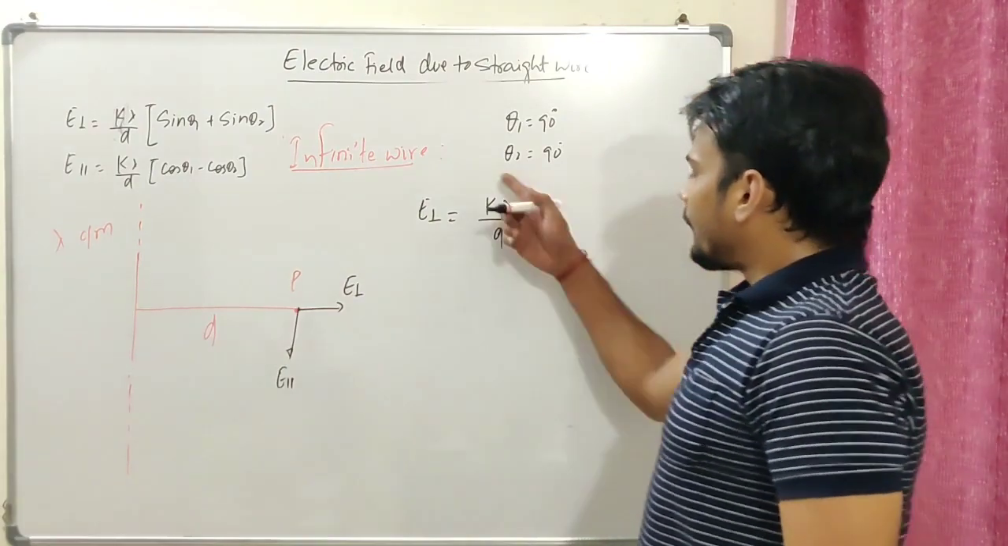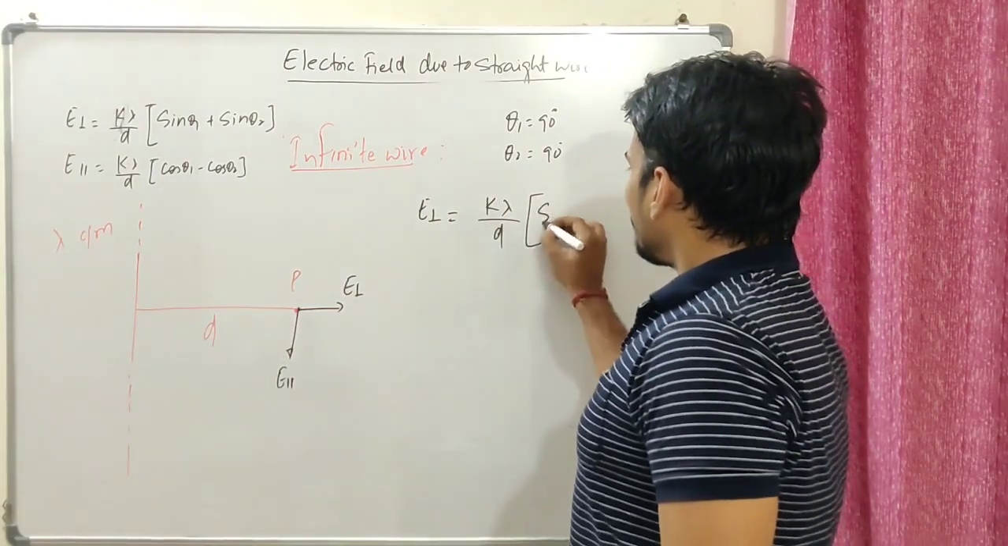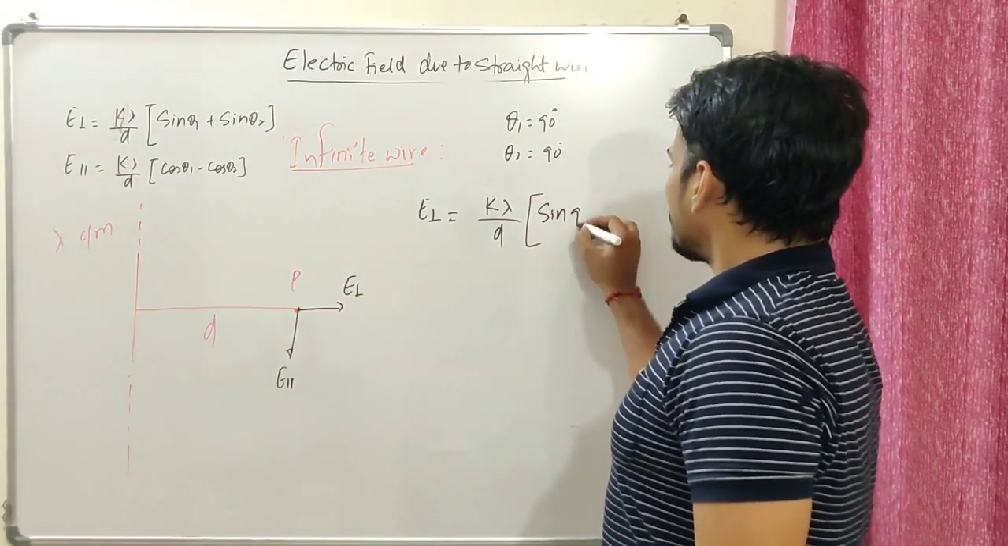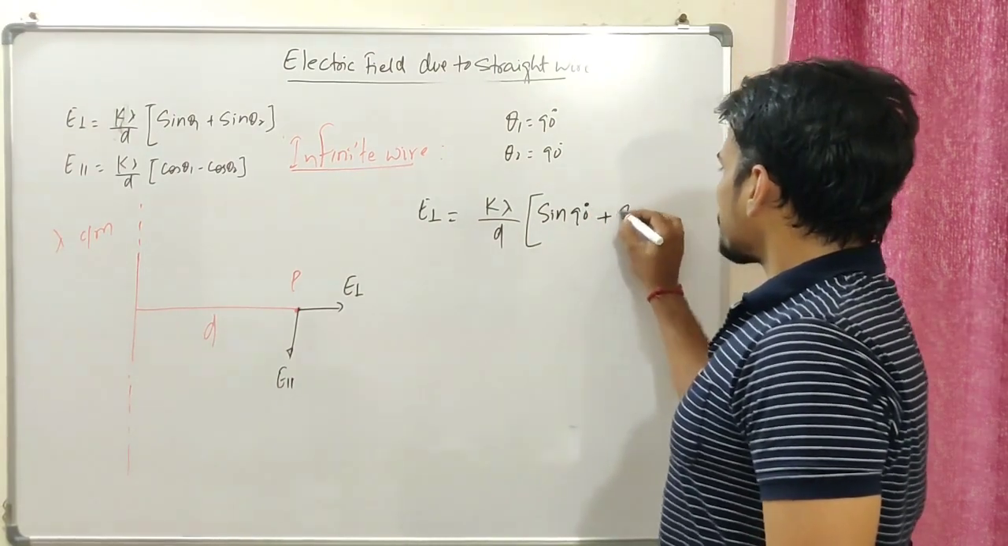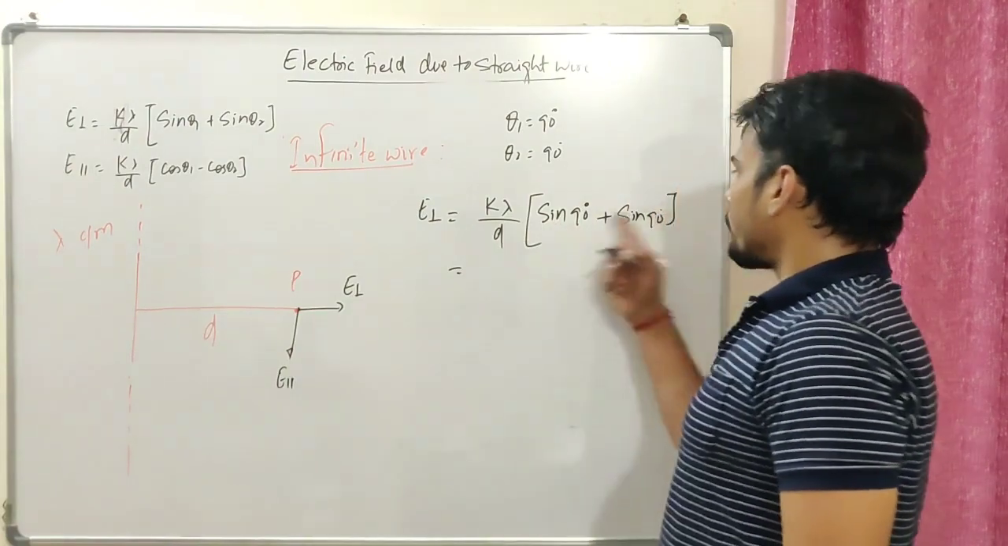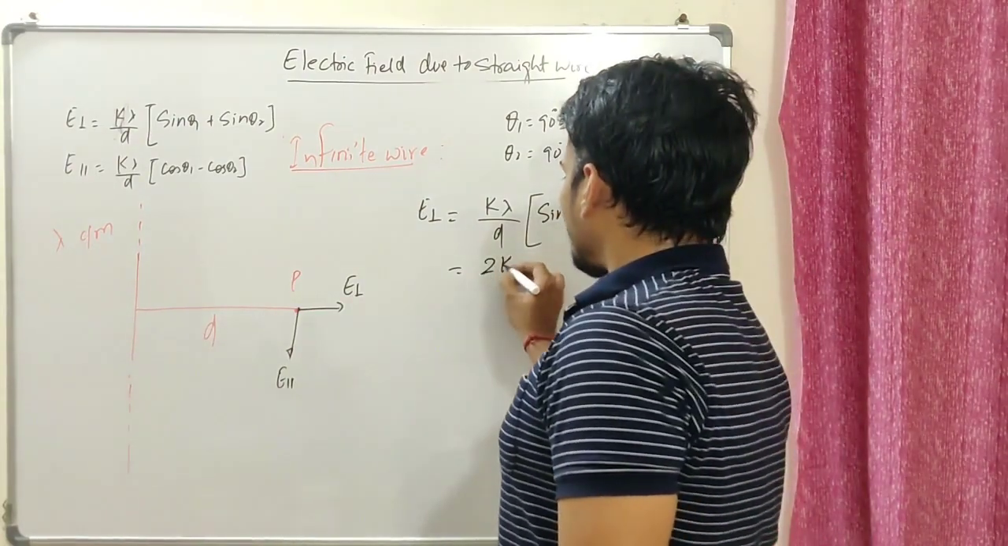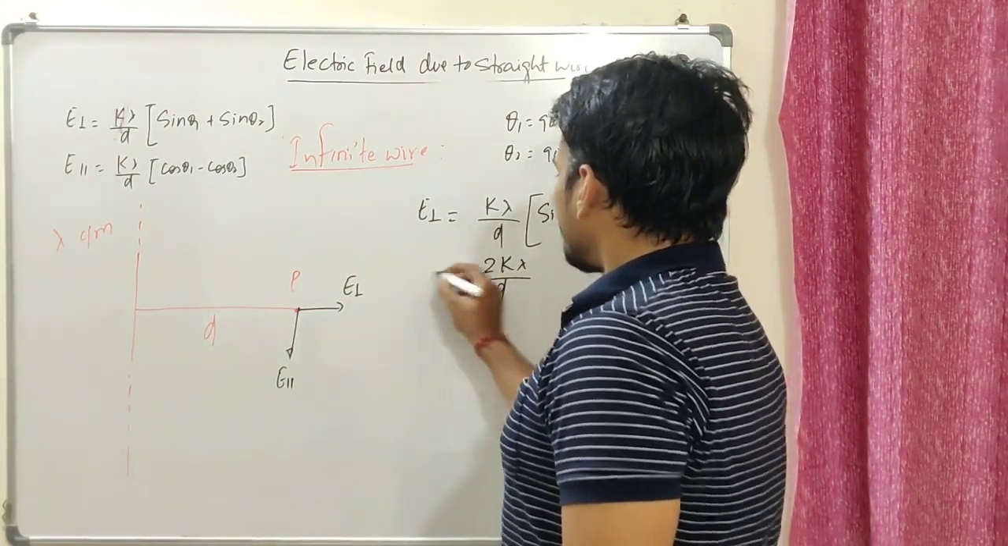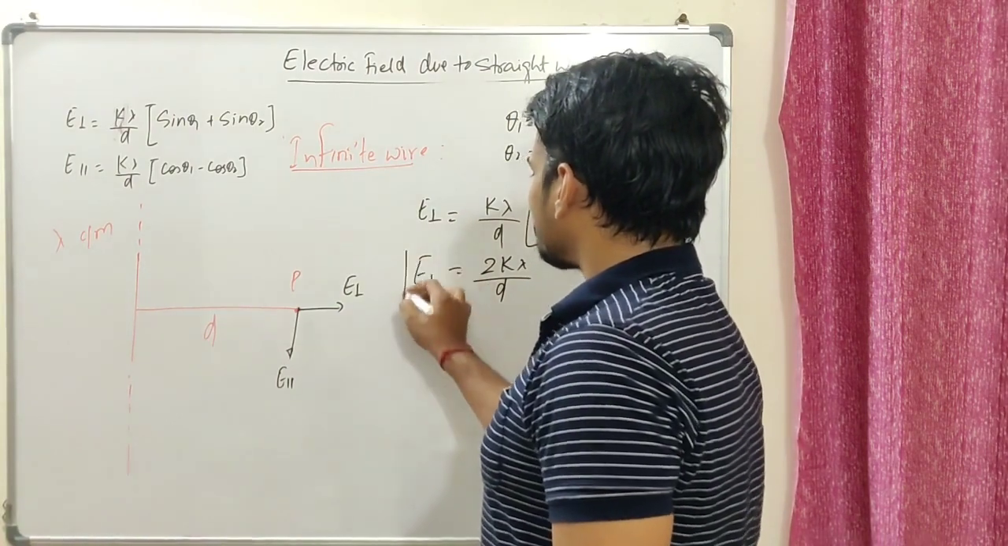Now k lambda by d should be sine of theta 1, sine 90 degrees plus sine 90 degrees. So you can see that sine 90 is 1, plus 1 is 2. I'll be having 2 k lambda over d. That is the E perpendicular.